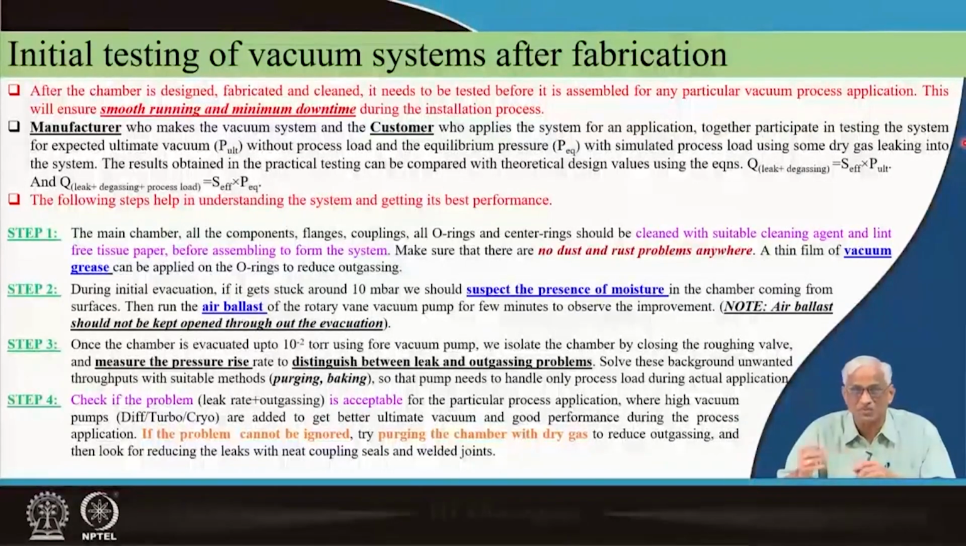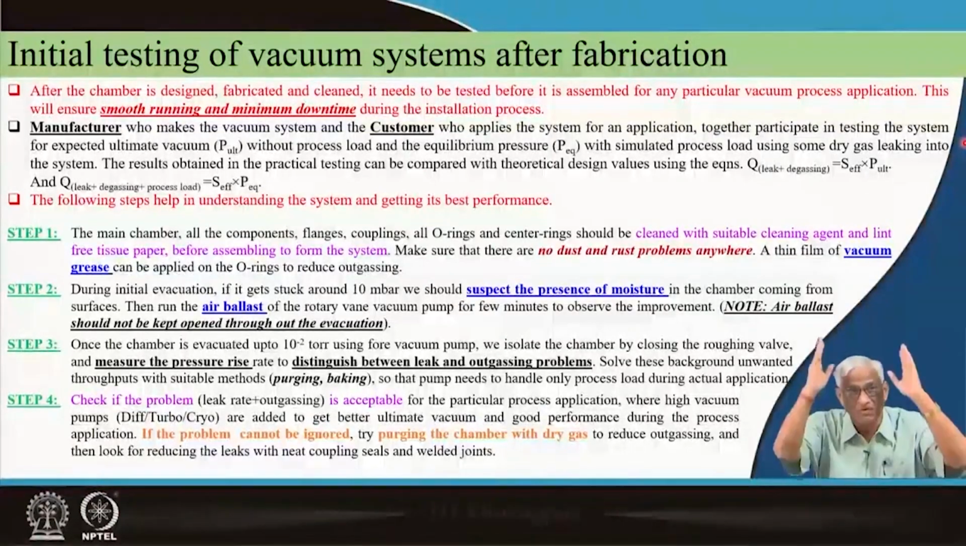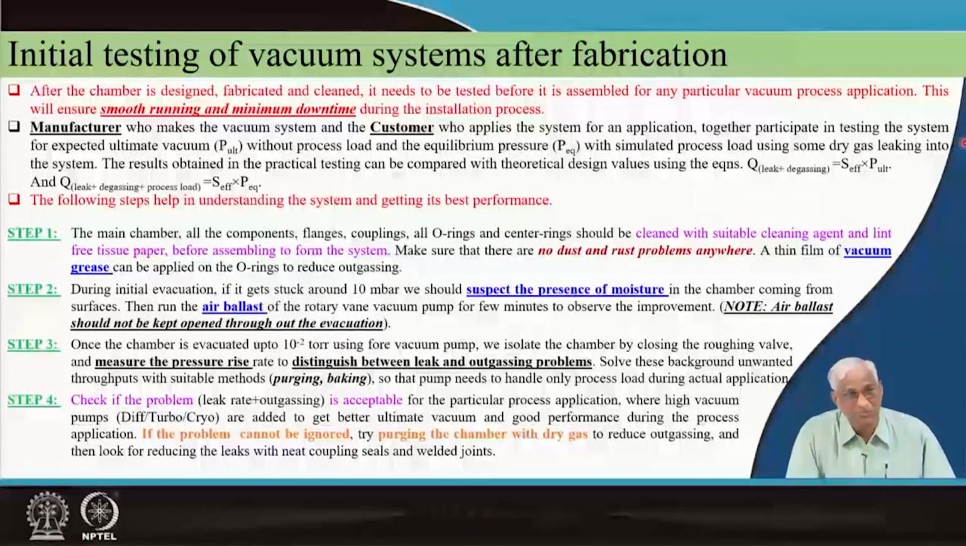So, use lots of very high quality tissue papers with a little bit of carbon tetrachloride or acetone if necessary, and purge it with dry gas and see to it that no moisture is left. Use gloves so that the moisture on your hand does not go there, because 1 cc of water will create 1 billion cc of vapor in the vacuum, the ultimate vacuum.